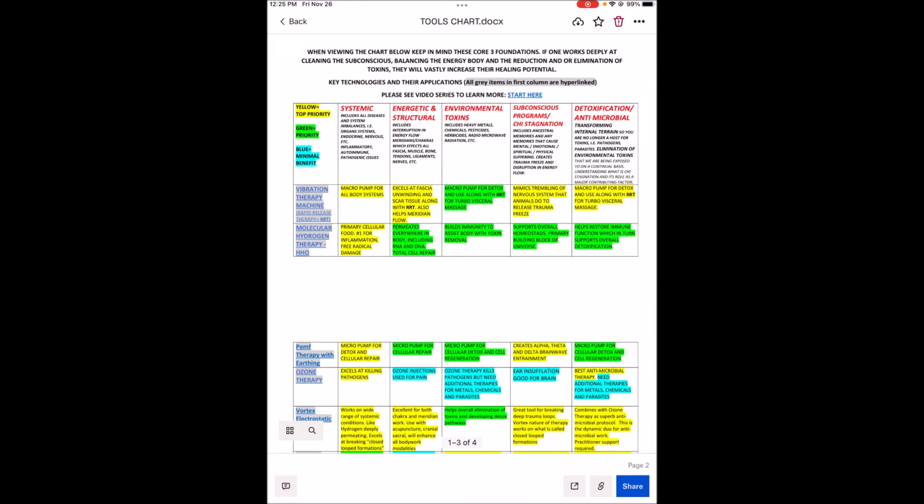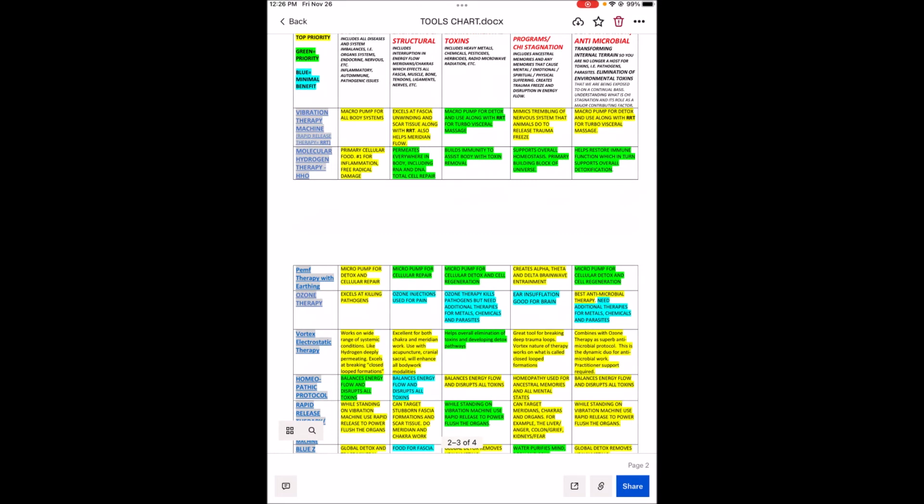Detoxification antimicrobial is, again, this is a profound detoxification program. It's the same concept. You infuse various agents into the body and use the vibration therapy program as you would an agitator in a washing machine. Okay, this is just one example. This whole chart goes through every action of all the therapies.